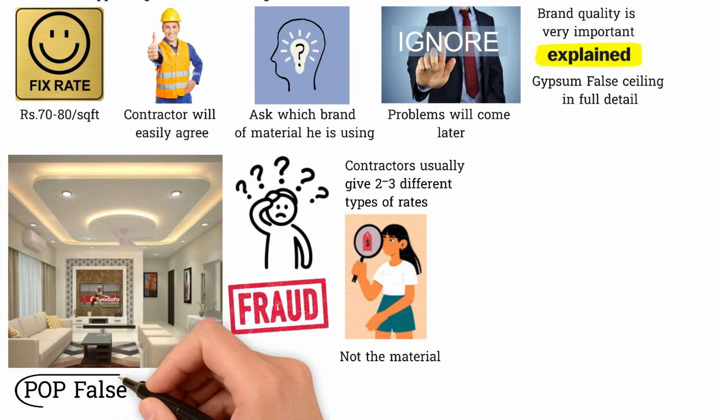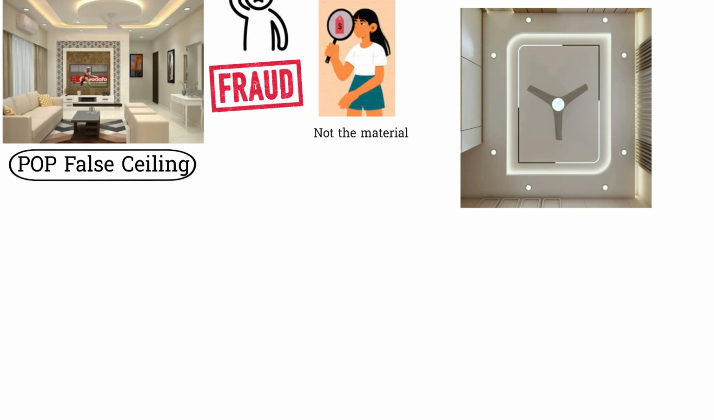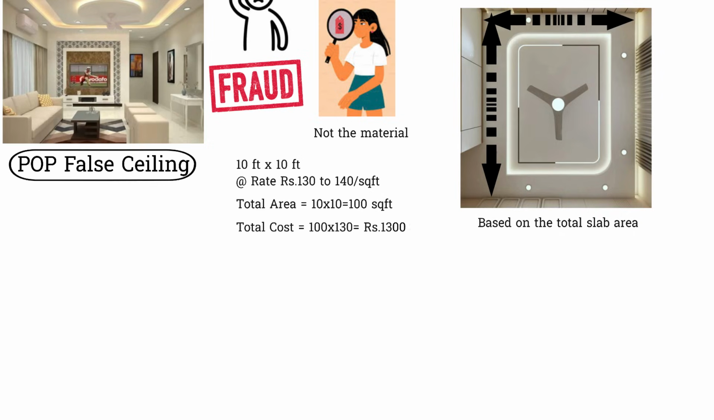Now, let me explain POP false ceiling in a very simple way. There are mainly 2 types of billing in POP false ceiling. The first is complete area billing. In this method, the contractor charges based on the total slab area. For example, if your room slab is 10 feet by 10 feet, they will quote a rate of around 130 to 140 rupees per square feet. So your total area becomes 10 into 10 is equal to 100 square feet. At 130 rupees per square feet, the total cost comes to around 13,000 rupees.